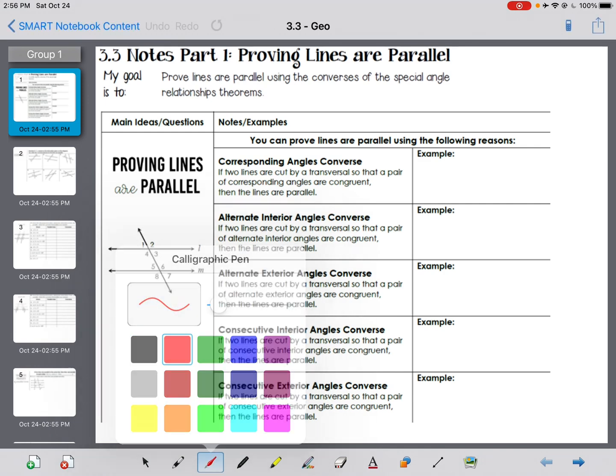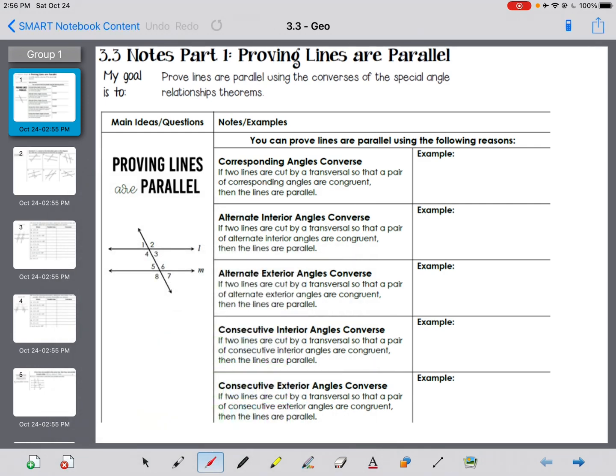Okay, let me grab my pen here. We'll get started. You can prove lines are parallel using the following reasons. There's a corresponding angles converse postulate. There's an alternate interior angles converse. There's an alternate exterior angles converse. There's a consecutive interior angles converse and consecutive exterior angles converse. Same siders is what these are. Remember, consecutive is same side. Now, all it is is converses. We just reverse the way we say it.